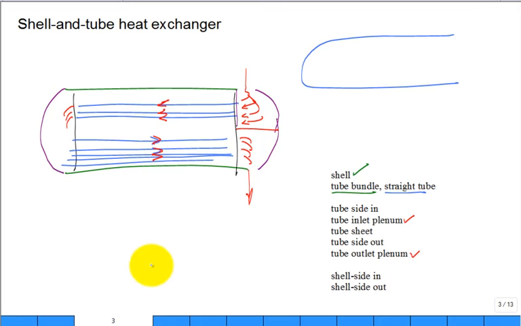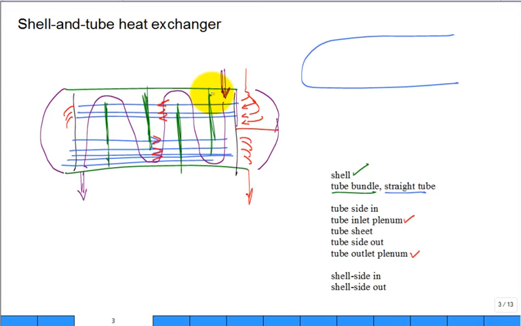What about the shell side? Well, you would like the fluid to come in the shell side, maybe over here, and exit over here. And you'd like to promote the heat transfer between the fluids. So maybe you'd like the fluid on the shell side to go across the tube bundles, then across the tube bundles again, and back out. How would you do that? Well, you'd introduce baffles, blockages, that would then force the flow across the tubes. And I just sketch a few baffles in there.